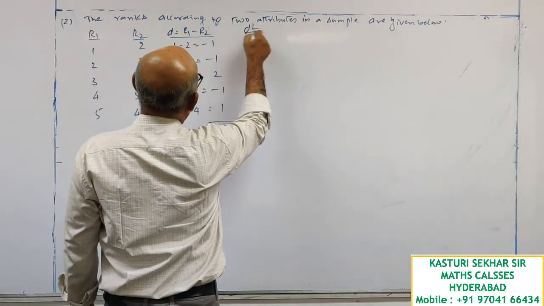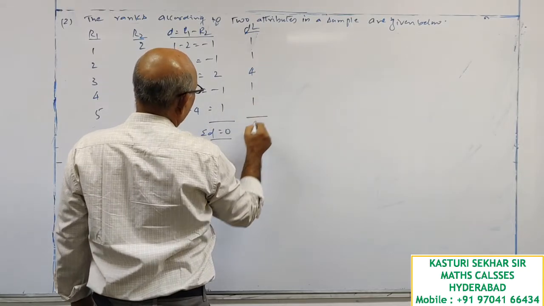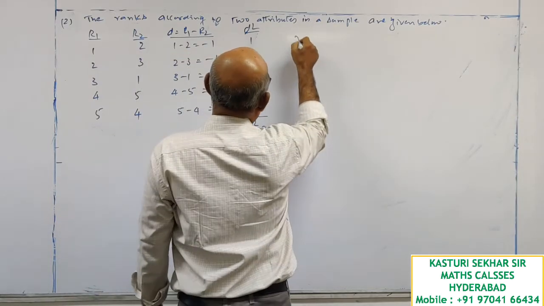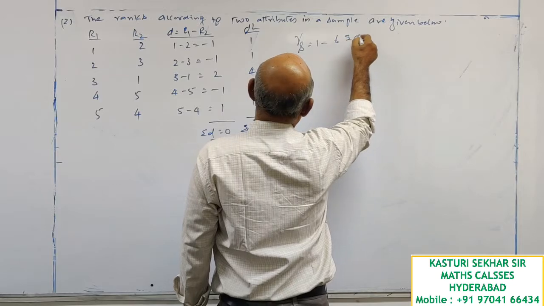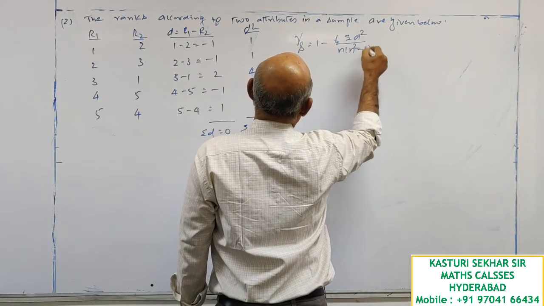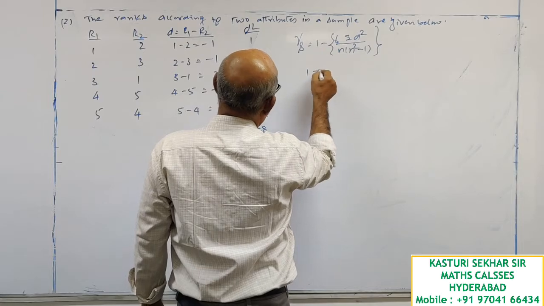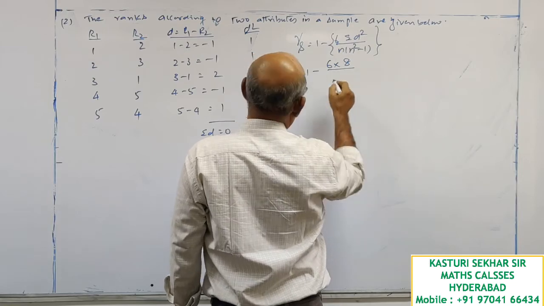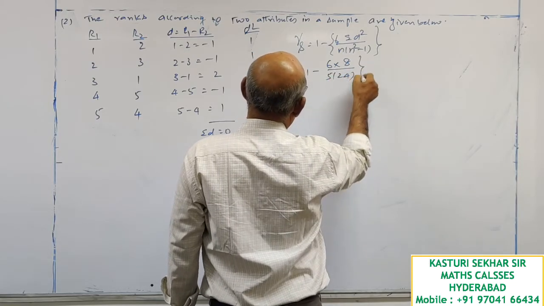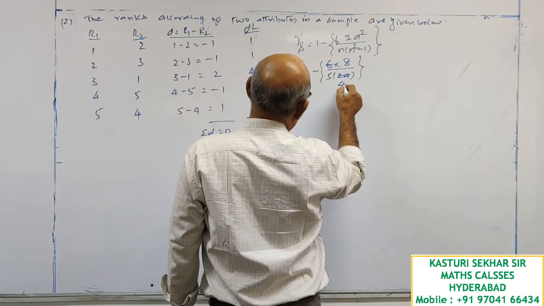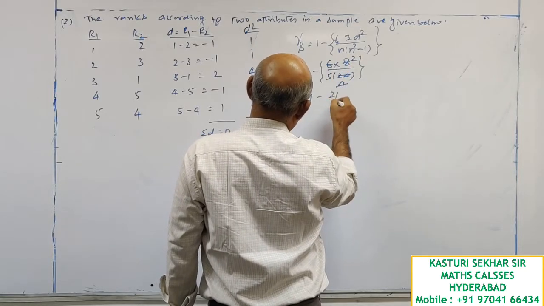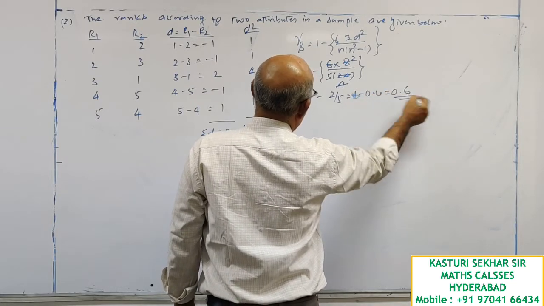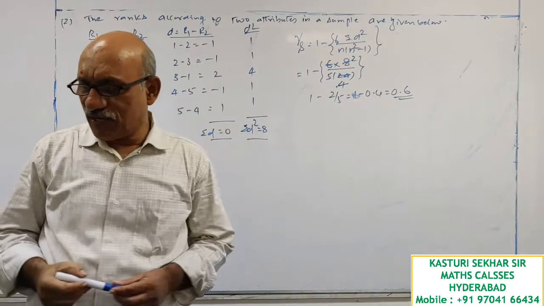D square: 1, 1, 4, 1, 1. 2 plus 2 is 4, plus 4 is 8. Summation of D square is 8. RS is equal to 1 minus 6 into summation of D square by n into n square minus 1. This is 1 minus 6 into 8 divided by 5 into 24. 6 will go 4 times, 4 will go 2 times, 1 minus 2 by 5, this is 1 minus 0.4, this is 0.6. Answer is 0.6.